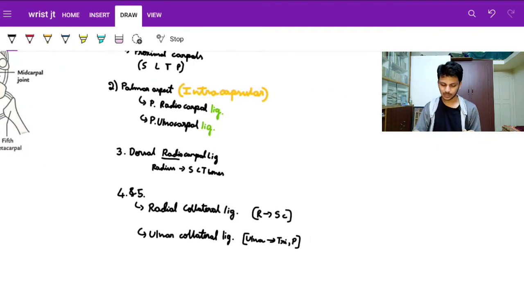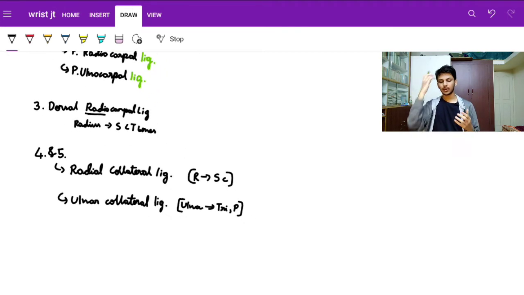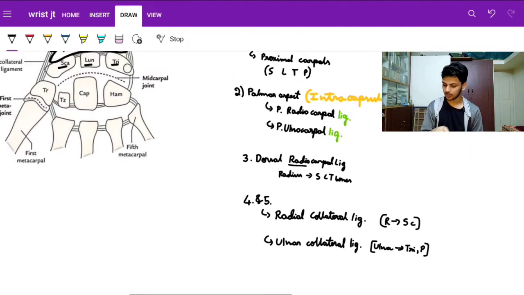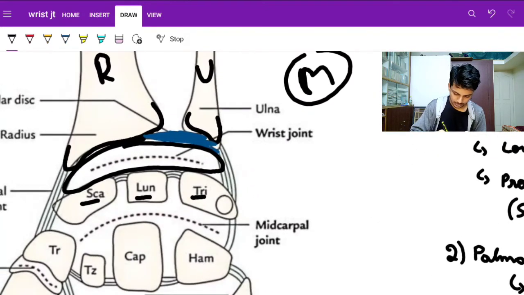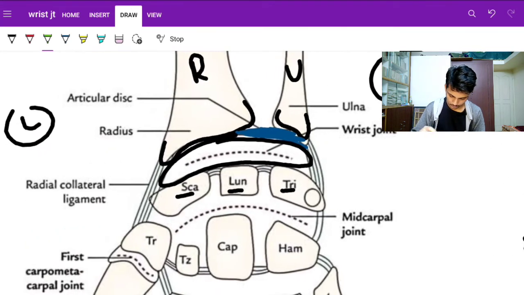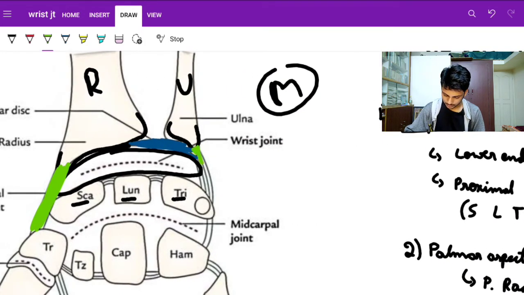Then there is a dorsal radiocarpal, it's coming from radius to the lateral 3 carpals. Then there is a radial collateral ligament and the ulnar collateral ligament. So the radial collateral ligament is coming from radius to the scaphoid bone, and ulnar collateral is coming from ulna to the triquetral and pisiform bone. You can see here, right, guys? See here. This is the radial collateral from radius to the scaphoid, and from ulna it is coming to, sorry, that's the trapezium bone.